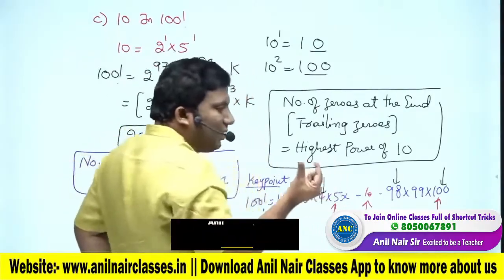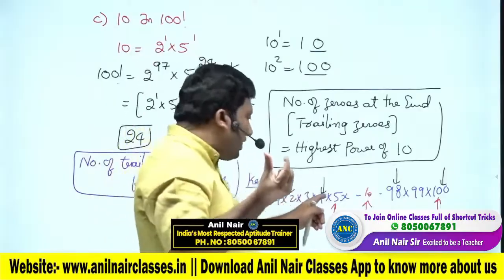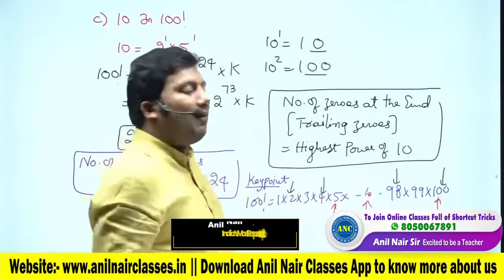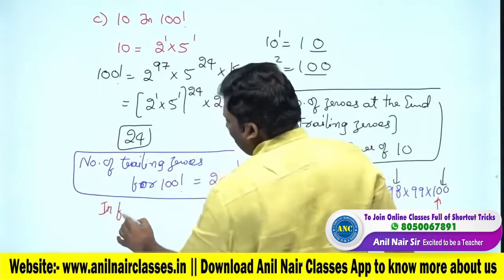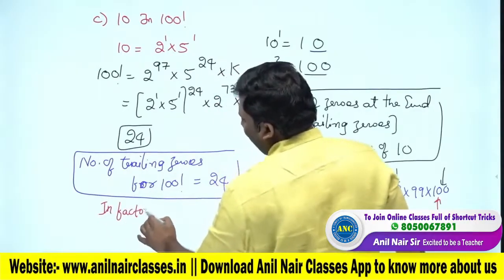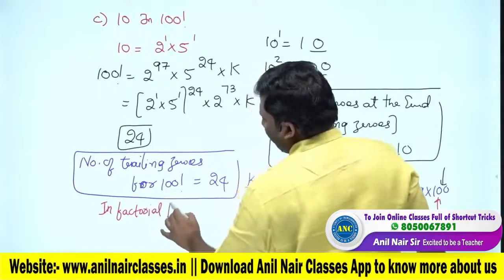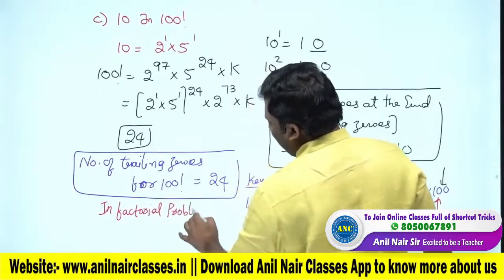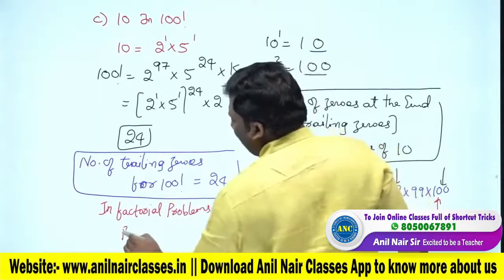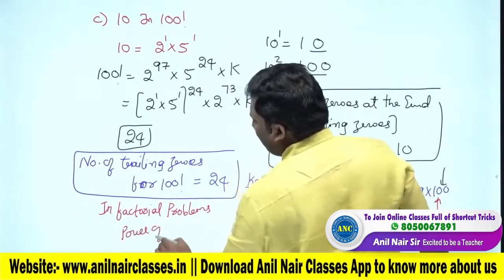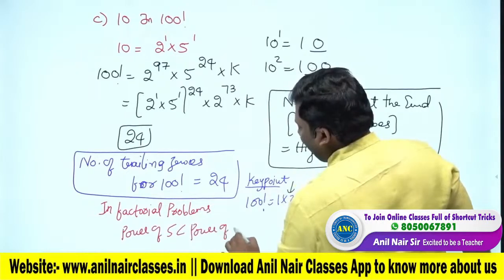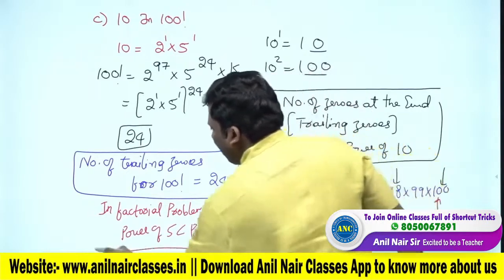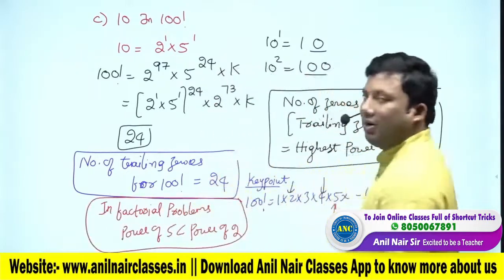So obviously the powers of 5 will be less compared to the powers of 2. That means, please write down this point: in factorial problems, power of 5 is less than power of 2. Very, very important key point.